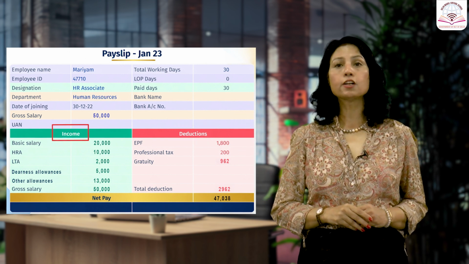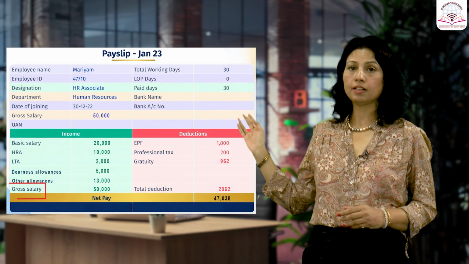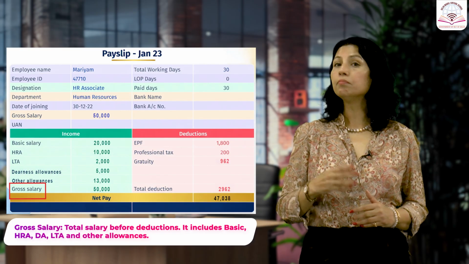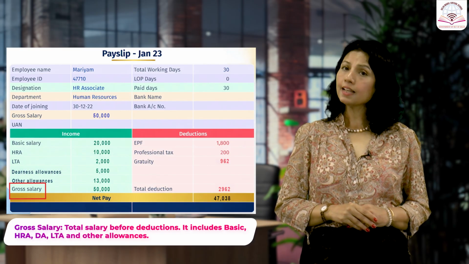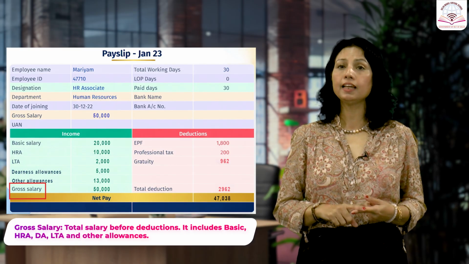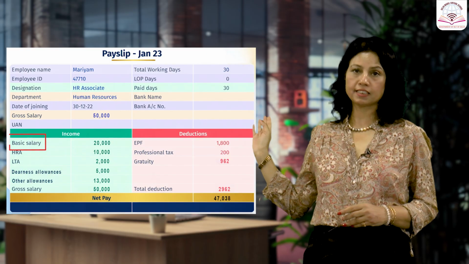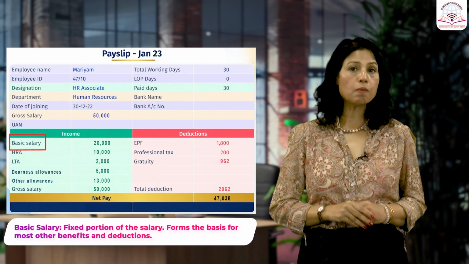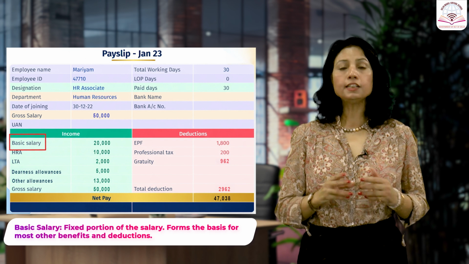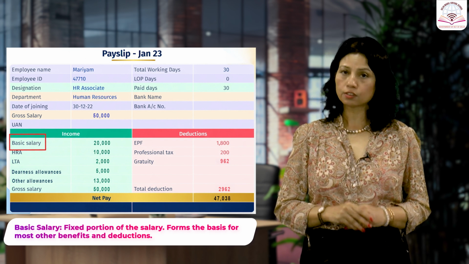It has many components. The first component is gross salary. This is the total amount of money we earn before any deduction. It has many components such as LTA, HRA, DA, and many more. The second component is basic salary. It is the fixed part of our salary, which is revised annually. It is usually up to 40 to 50% of gross salary.